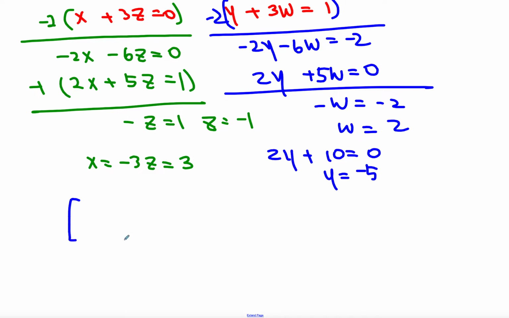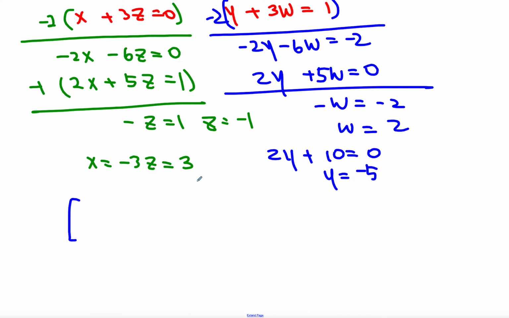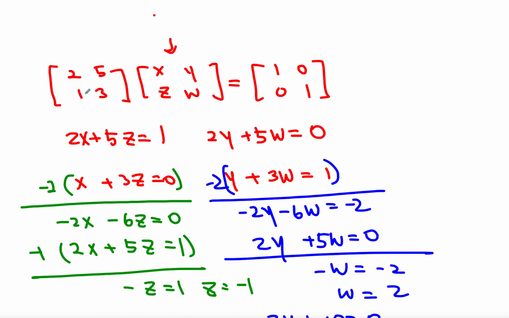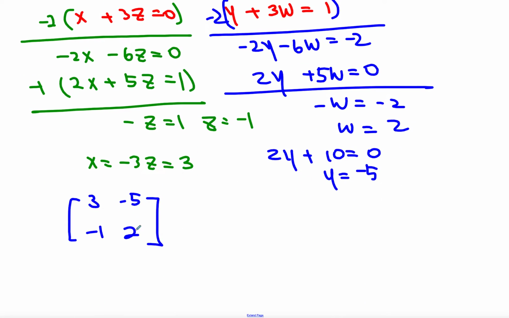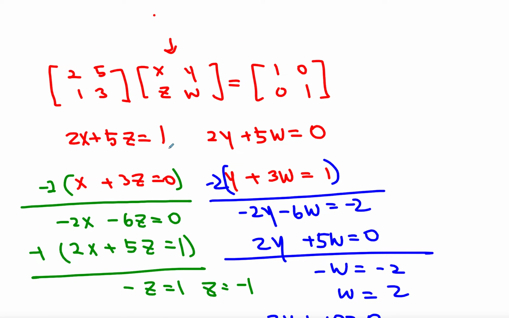Then what should be my inverse of 2, 5, 1, 3? X was equal to 3. Now, how about the y value? The y value was -5, and then the z value was -1, and the w value was equal to 2. So when you compare this matrix to this one, they look very similar, except that they changed a few locations and then negated and stuff like that. But is this a coincidence? I'm not sure.